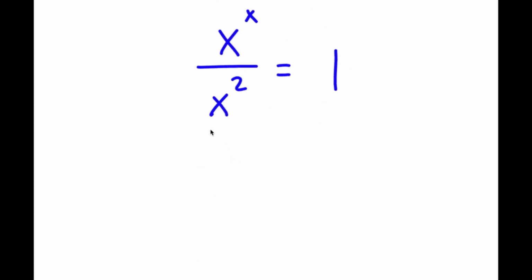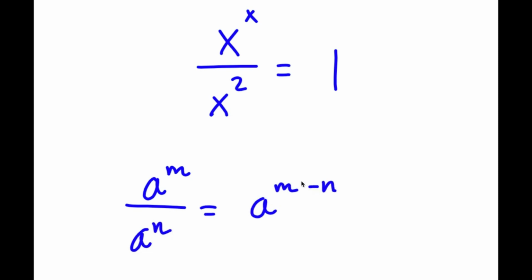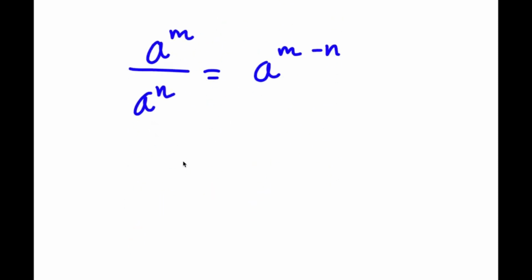Now, if I have something in the form a to the power of m over a to the power of n, this is equal to a to the power of m minus n. So in this case, x to the power of x over x to the power of 2, I can rewrite that as x to the power of x minus 2. And this is equal to 1.